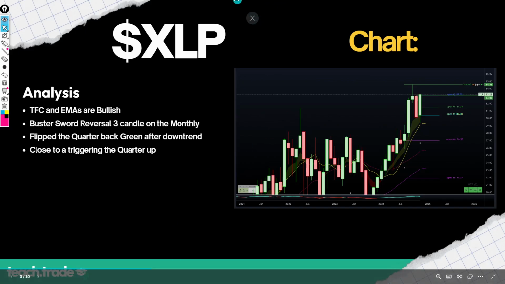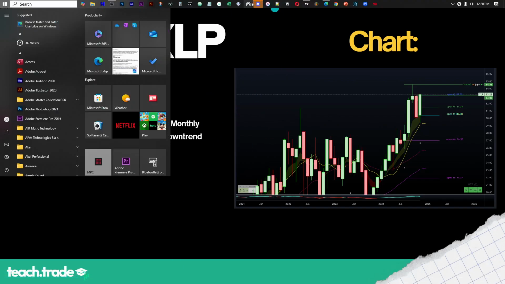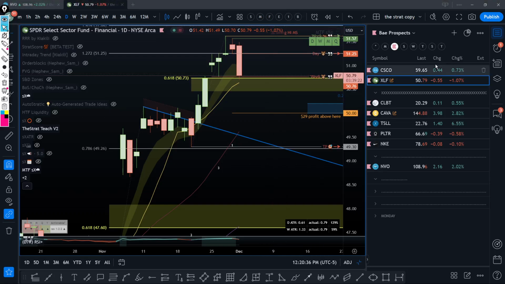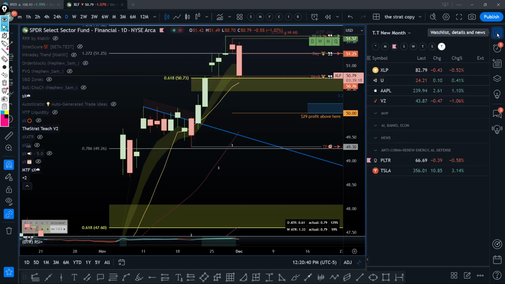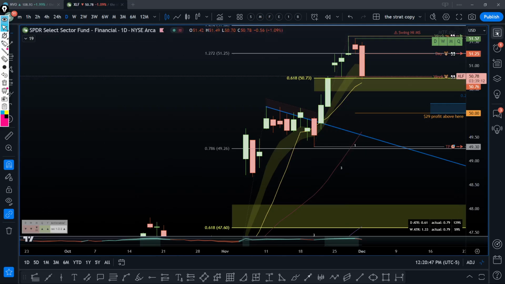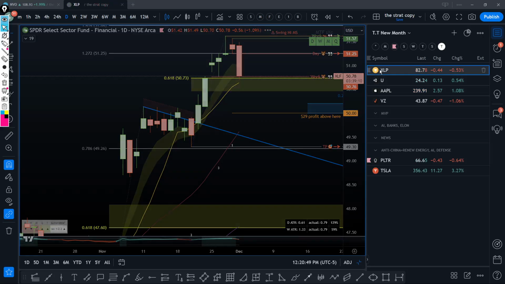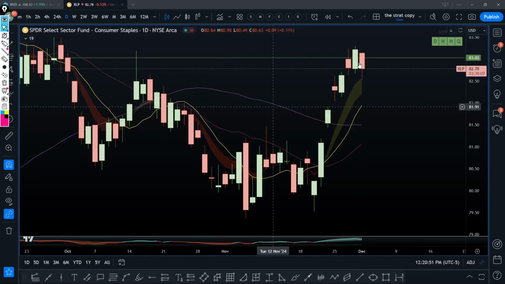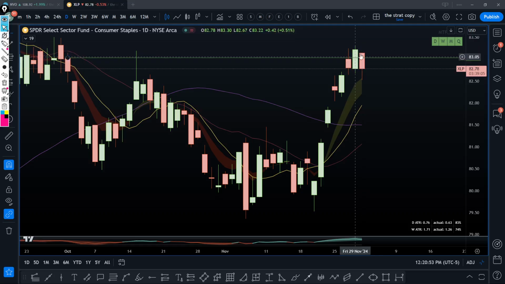So if we can go to that chart and see it a little bit more zoomed in. This is currently XLP. This is the first candle of the day as well as the first candle of the new month.